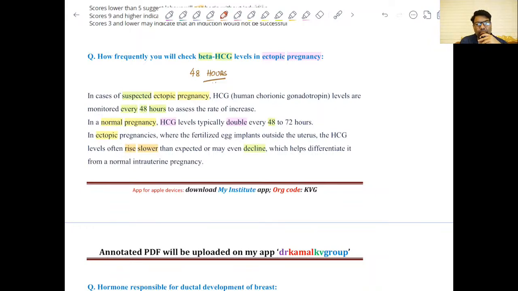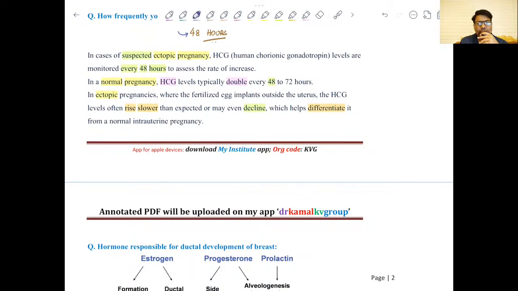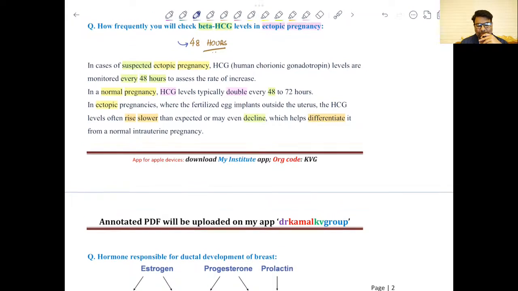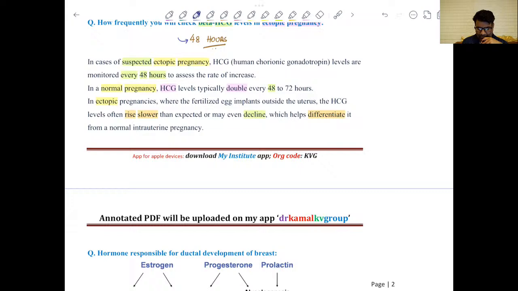By checking the beta HCG values, we can differentiate whether it is a normal pregnancy or an ectopic pregnancy, right? So this is how we should check beta HCG values every 48 hours in a suspected case of ectopic pregnancy. If it doubles every 48 hours, we can say it is a normal pregnancy. If it fails to double every 48 hours, it is highly suggestive of ectopic pregnancy. Clear?